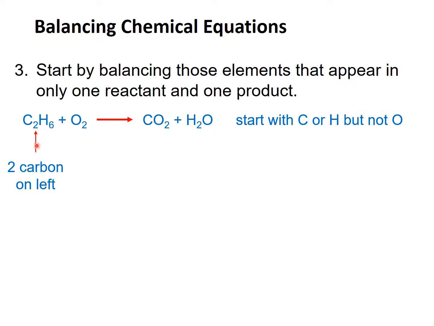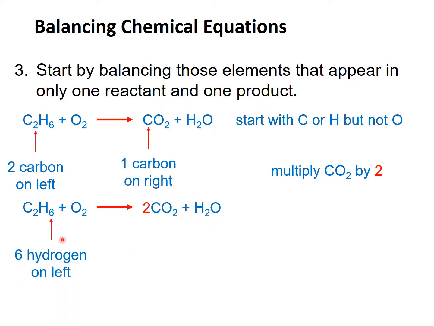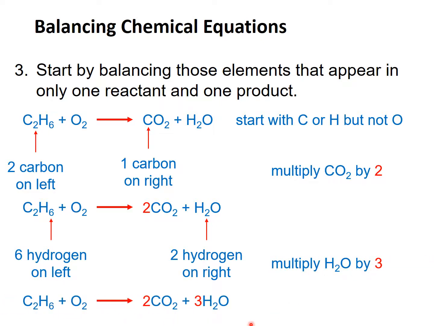So starting with carbon, we see that we have two carbons on the left-hand side, but we only have one carbon on the right-hand side. So in order to balance the carbons, we would want to multiply CO2 by 2, which would give us C2H6 plus O2 produces 2CO2 plus H2O. Now, looking at the hydrogens, we see that we have 6 hydrogens on the left and 2 hydrogens on the right. So in order to balance the hydrogens, we would want to multiply water by 3, which would give us 2CO2 plus 3H2O on the product side, or the right-hand side.